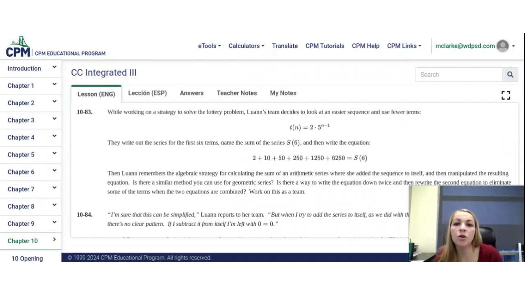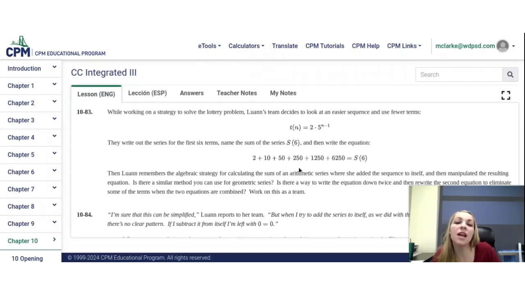Okay, so hopefully you had some sort of a discussion. Sometimes it's nice to look at some concrete examples if you weren't quite sure. So before looking at problem 83, I just want to say, hey, here's some examples. Will the arithmetic pattern that we used before work? So if I add the first and the last term, remember I have to be getting the same thing. So if I add 2 to this 6,250, I get 6,252. And then I add 10 to the 1250. Well, that's not the same thing. And then 50 plus 250, that is not the same thing.